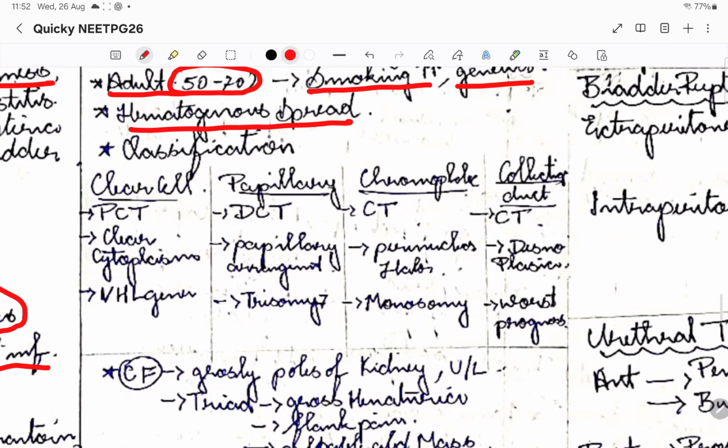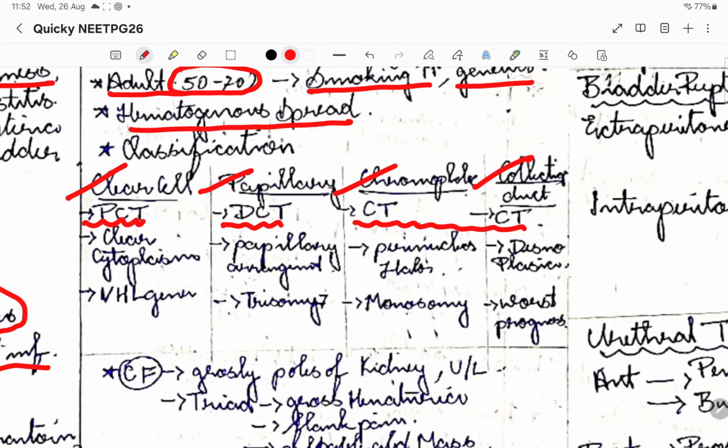Then there are 4 types of classification with respect to RCC, that is clear cell, papillary, chromophobe, and the collecting duct renal cell carcinoma. Based on each region that is involved with respect to the nephron is how we have divided it. So if the PCT is involved, it is going to be clear cell carcinoma. If it is DCT, it is going to be papillary carcinoma. If it is the collecting tubule, it is going to be the chromophobe and the collecting duct RCC.